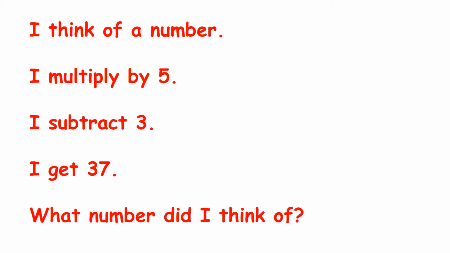I think of a number, I multiply by 5, I subtract 3, I get 37. What number did I think of? Now the way to answer questions like this is to work backwards. So we start on 37, and I subtracted 3 to get 37. But if we're working backwards, we can use the inverse operation, and we can add 3 to 37, and that gives us 40.